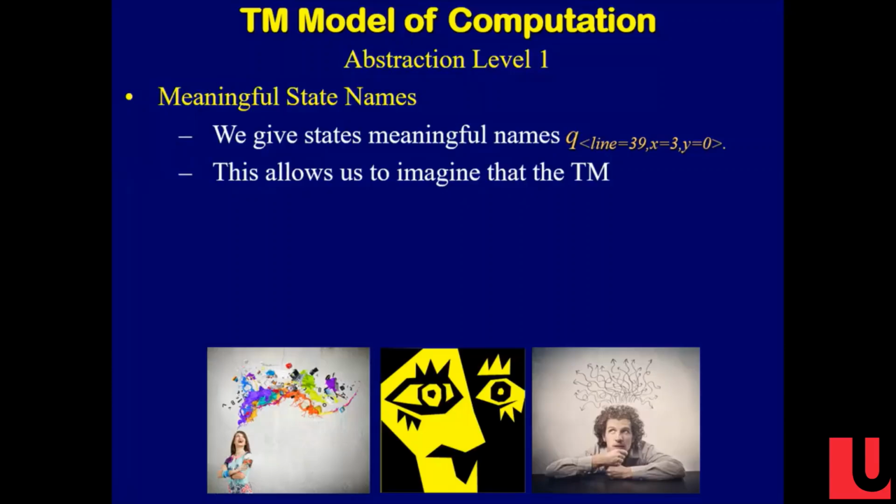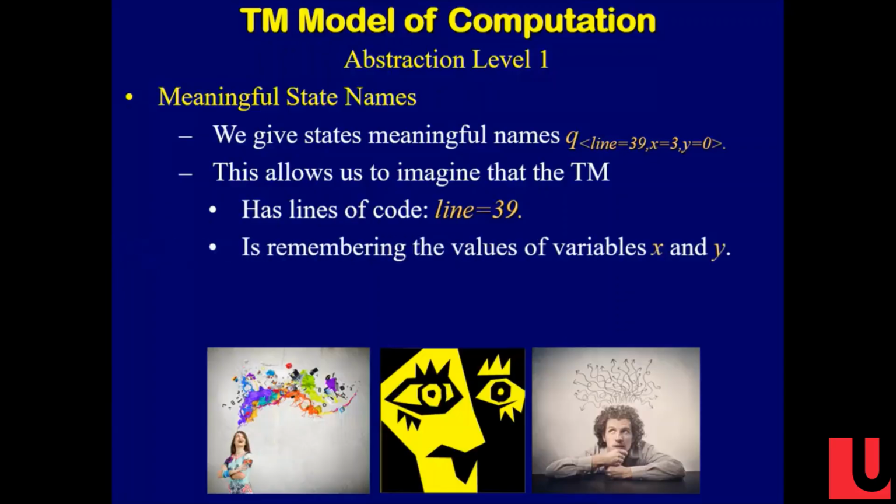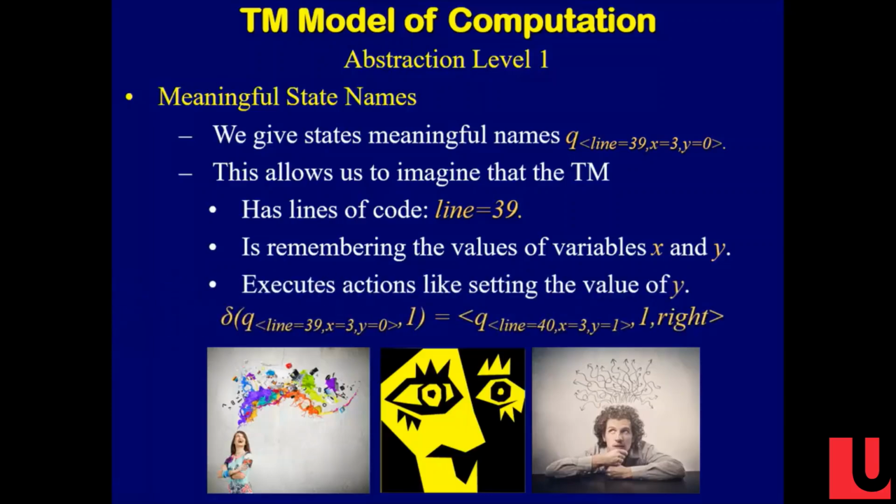And what does this give to us? By just naming the states, it gives us new ways of thinking about Turing machines, right? I can now talk about the Turing machine knowing the value of x, right? I can imagine it has a line of code, right? I can imagine it's remembering the value of x and y, right? I can imagine that it can execute things like this.